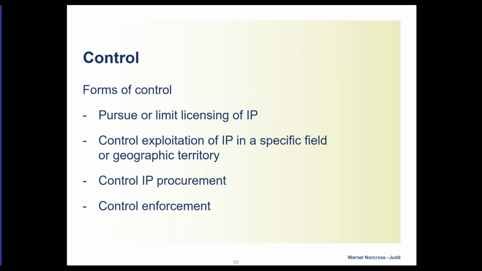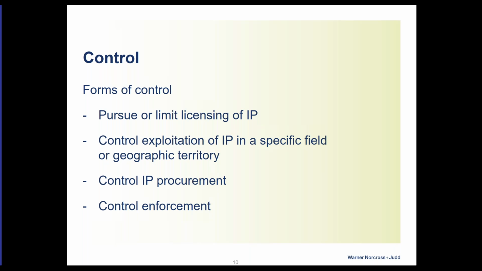Now, for control, there are various forms of control. You can pursue or limit licensing of IP, the ability to choose who commercializes your IP, or to limit who can commercialize your IP by obtaining an exclusive license, which can be very beneficial to you, even if you do not have ownership of the IP. You may be able to limit exploitation of the IP to a certain field or geographic territory. Maybe this field or geographic territory are the only areas you're commercializing in, so limiting it to these areas and territories may be suitable.